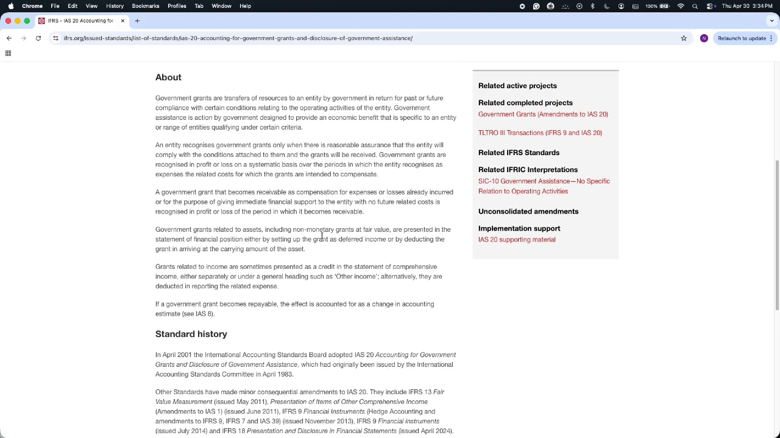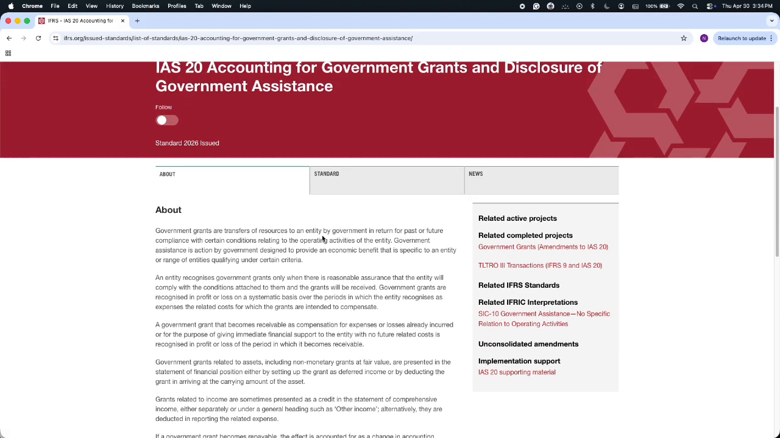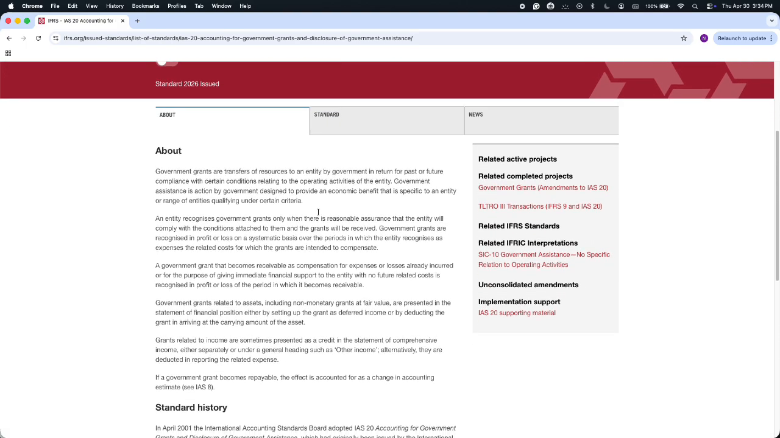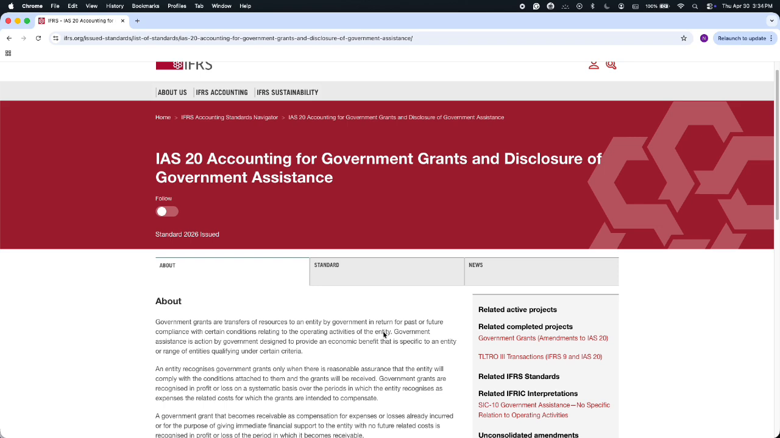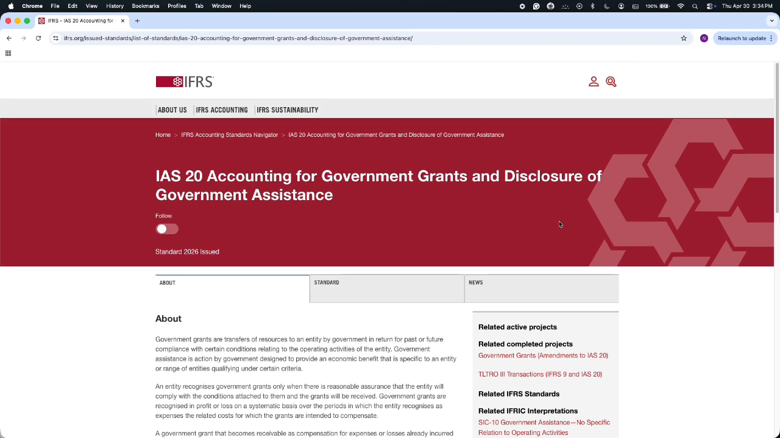First, a company should only recognize the grant when there is reasonable assurance that it will meet the conditions and that the grant will be received. Next, identify the type of grant. If it is related to income, record it in profit or loss over the same period as the related expenses. If it is related to an asset like equipment, the grant can be shown as deferred income or deducted from the cost of the asset.